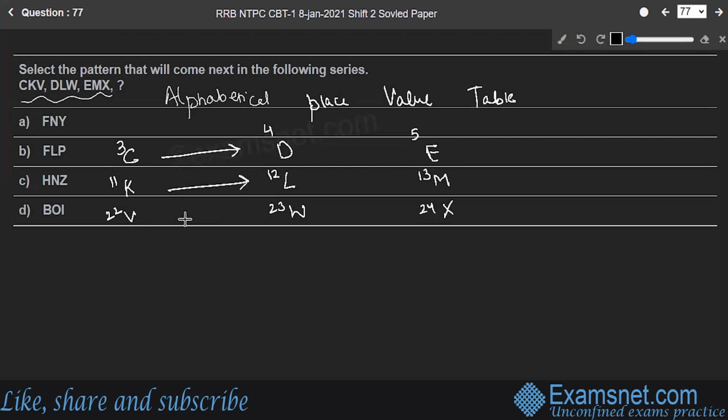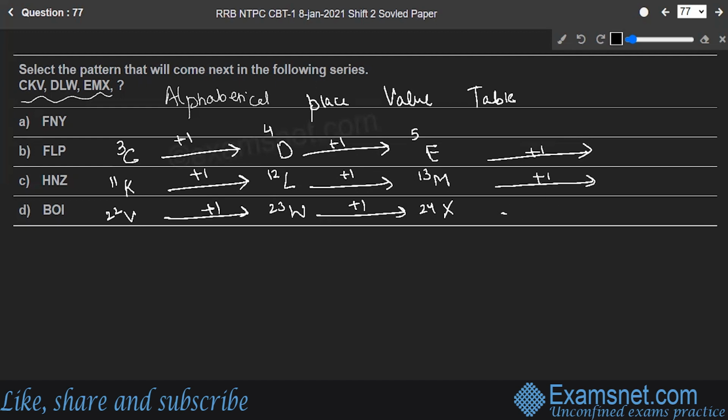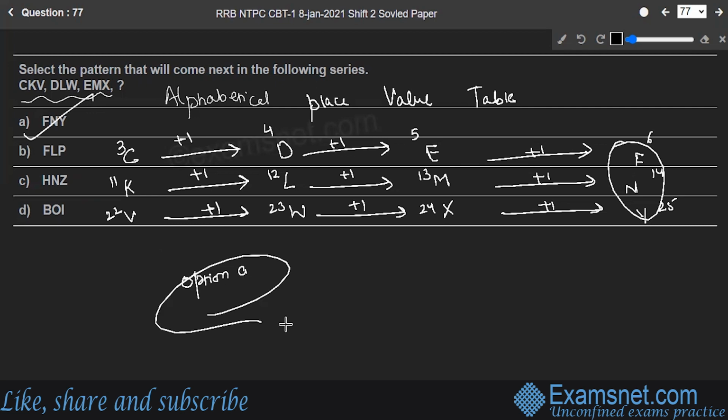So clearly I'm having +1, +1, +1, +1, +1, and +1. Now similarly +1, +1, and +1. So 6th position is for F, 14th position is for N, and 25th position is for Y. So FNY is the correct answer, option A. Hope you got that. Let's move to the next question, number 78.